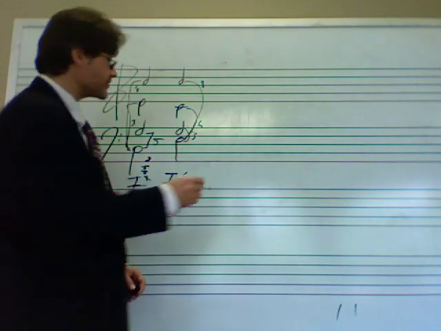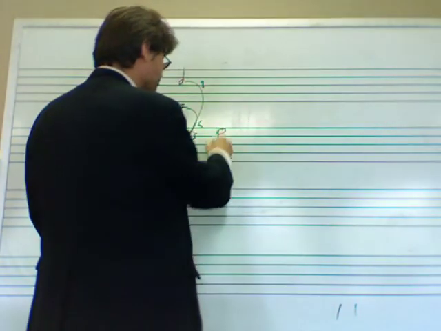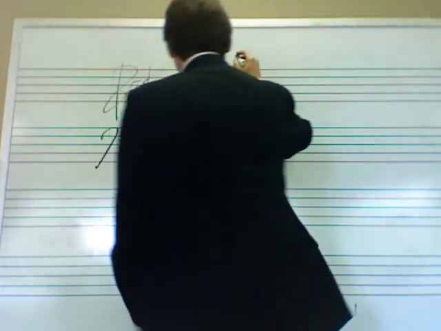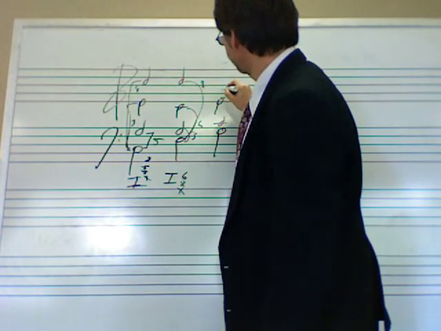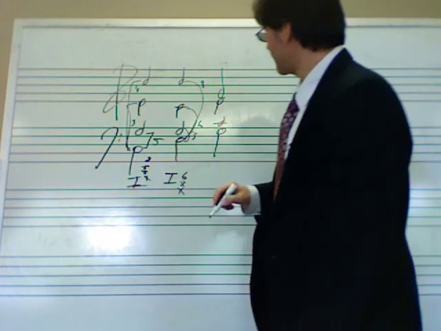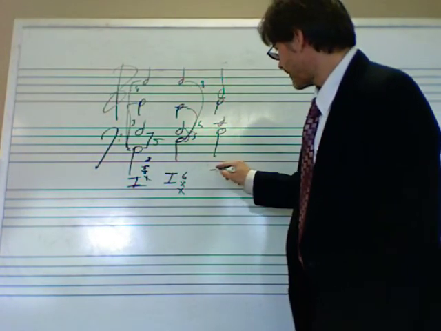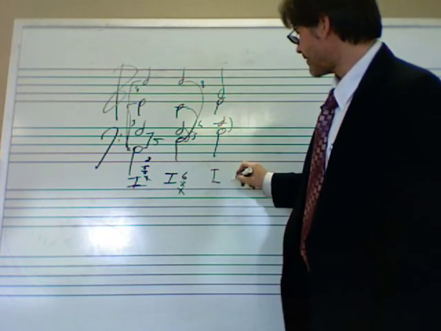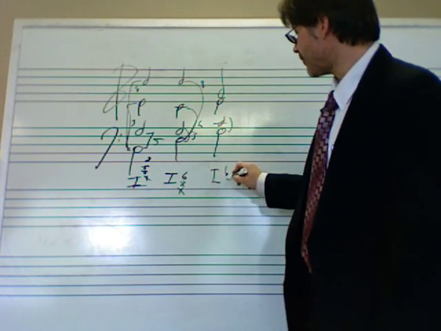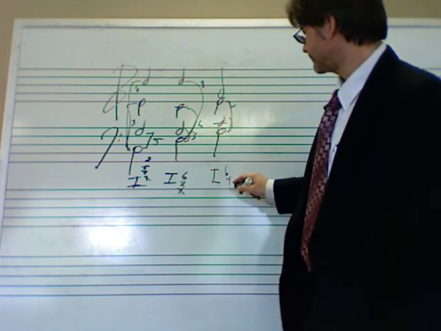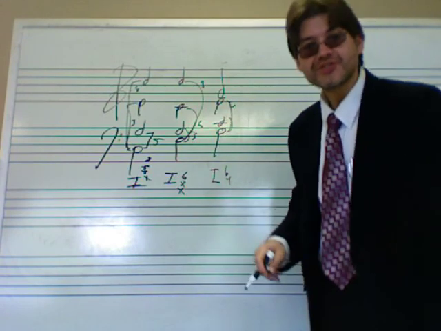Now let's do the second inversion. So from G there, C, E, and usually I double the 5th in second inversion. So what that basically is here is I've got a 4th and a 6th, and we call this a 6-4. That's why it's called a 6-4 chord.